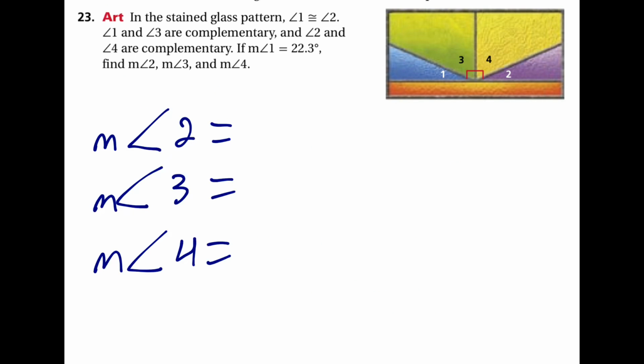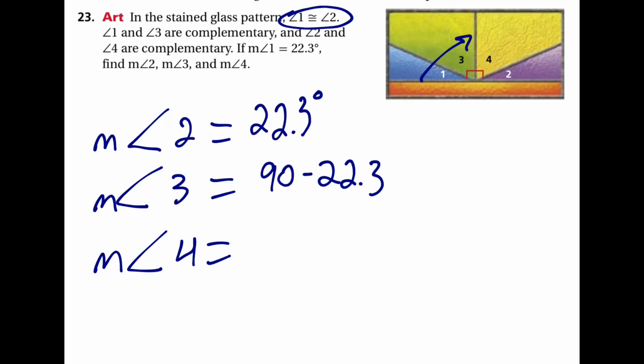In 23, they give us a bunch of information, then ask us to figure out what angles 2, 3, and 4 are. Well, we might notice that angles 1 and 2 are congruent. So since 1 is 22.3, 2 is 22.3 degrees. We know 1 and 3 are complementary, so we can subtract 22.3 from 90. This will give us 67.7 degrees. And 4 is going to be the exact same result.